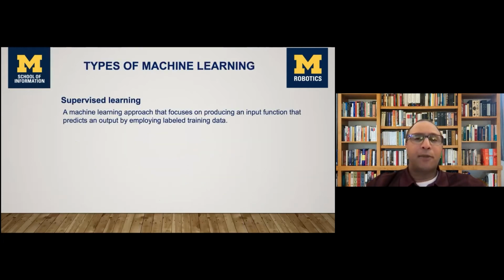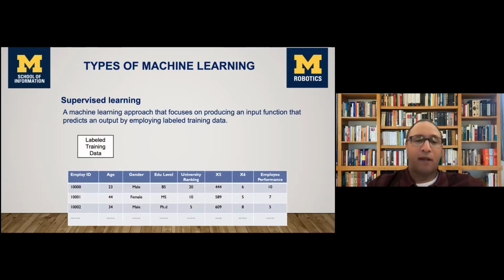So there are different types of machine learning. There's what we call supervised learning. Basically it's a machine learning approach that focuses on producing an input function that predicts an output by employing labeled training data. Here's an example of that. I have some data I got from an organization. It's labeled in the sense that every column has a name. There's age, there's gender, and so forth.